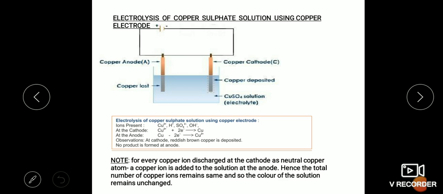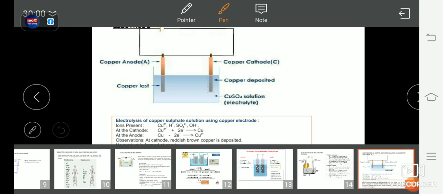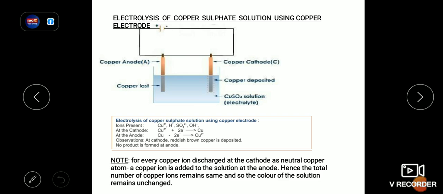The blue color intensity of copper sulfate solution remains unchanged during electrolysis because as many Cu2+ ions are discharged at cathode, the same number of Cu2+ ions are formed due to dissolving of copper anode. Please remember, it may be asked in the examination for 1 mark. During electrolysis of acidified copper sulfate, the color of the solution remains unchanged. Your reason should be, as mentioned on the screen, for every copper ion discharged at the cathode as neutral copper atom, a copper ion is added to the solution at anode. Hence the total number of copper ions remains the same, and so the color of the solution remains unchanged.